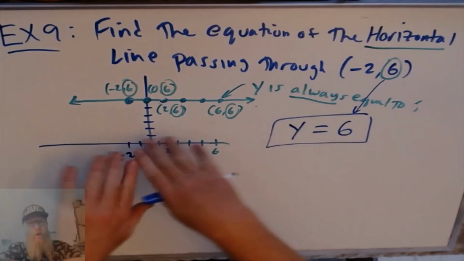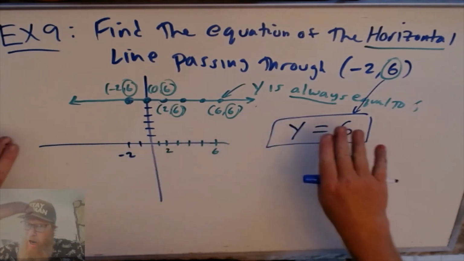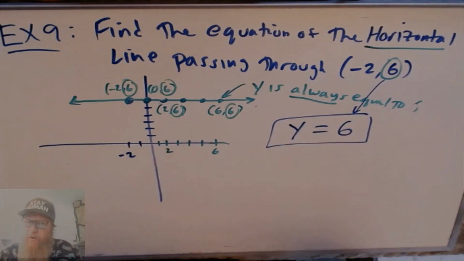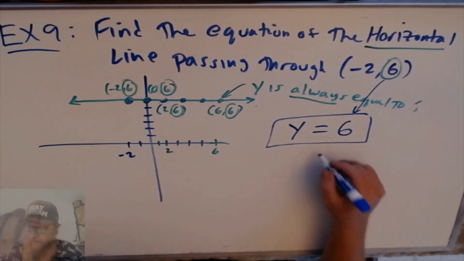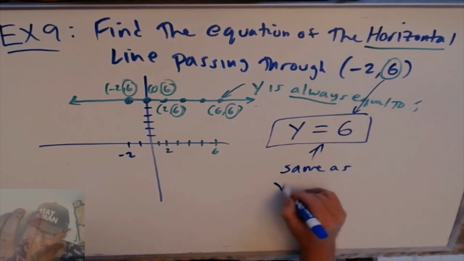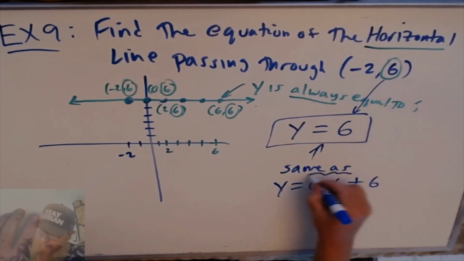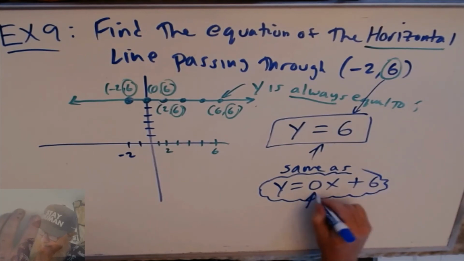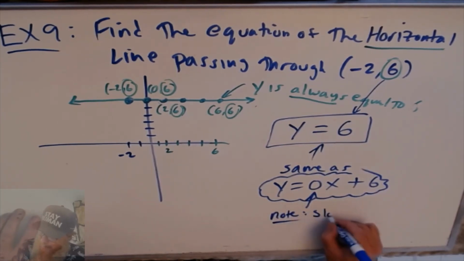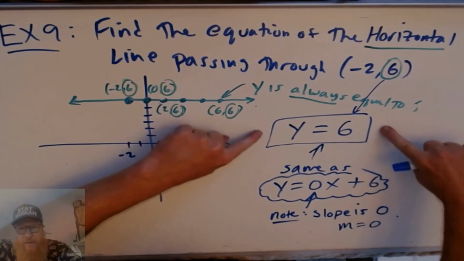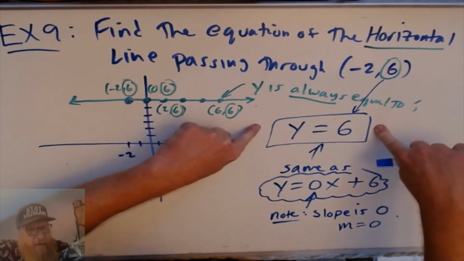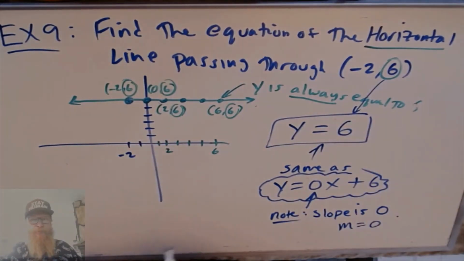The slope of a horizontal line is all run and no rise. So the numerator, the rise, is 0. That's the reason why this has a slope of 0. This would be the same as y equals 0x plus 6. I'm going to put that in a bubble just for your notes: the slope is 0, m equals 0. The actual answer in the computer is y equals 6 for this type of problem. You might get a different number in your problem, but nonetheless, there it is.